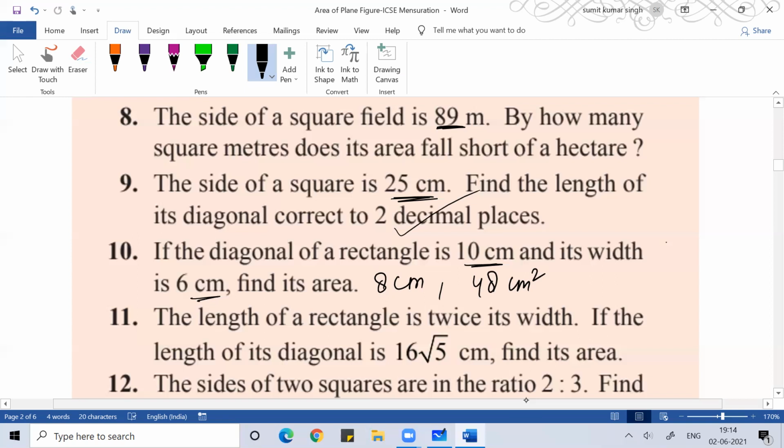Otherwise, you remember this Pythagoras triplet 10, 6, 8. You can remember this. And you know that in case of rectangle, the sides are perpendicular to each other. So and diagonals are equal. So in case of rectangle, d square is equal to L square plus b square. And once we get the other side, we can get the area by multiplying length with breadth.